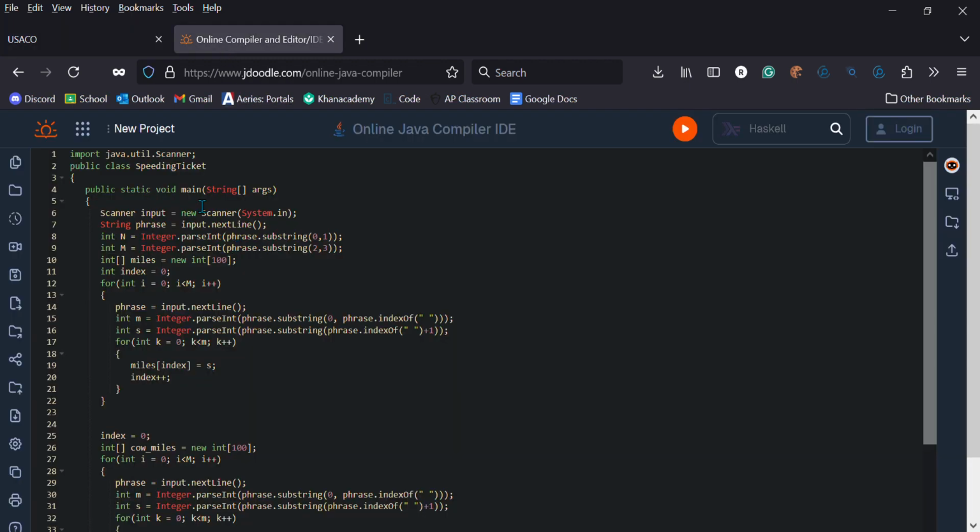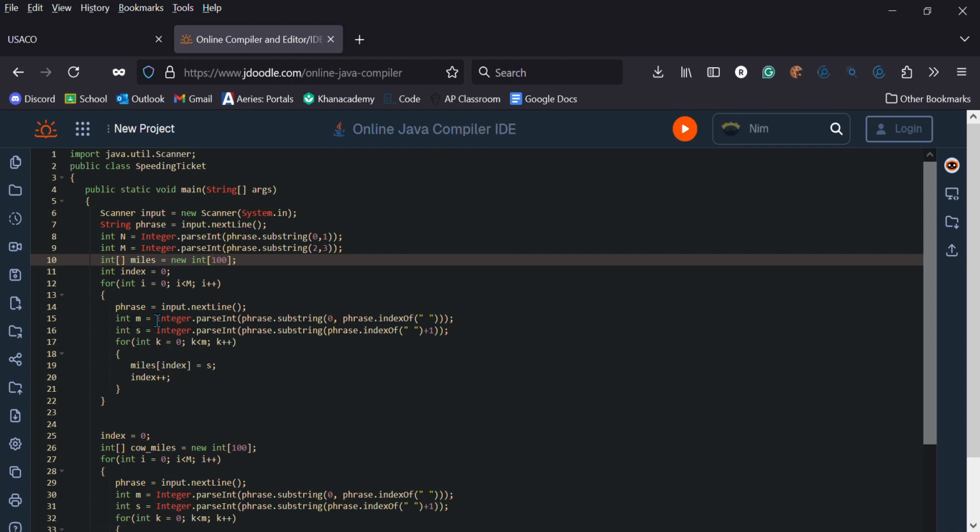First, I imported a scanner so I could get the inputs. I made a new scanner, which I named input, and read the first line to get n and m. The first value will be n and the second will be m. Since I want to count each individual mile and the total is 100 miles, I set up an integer array of size 100, and I set up an index so I could fill in each individual mile.